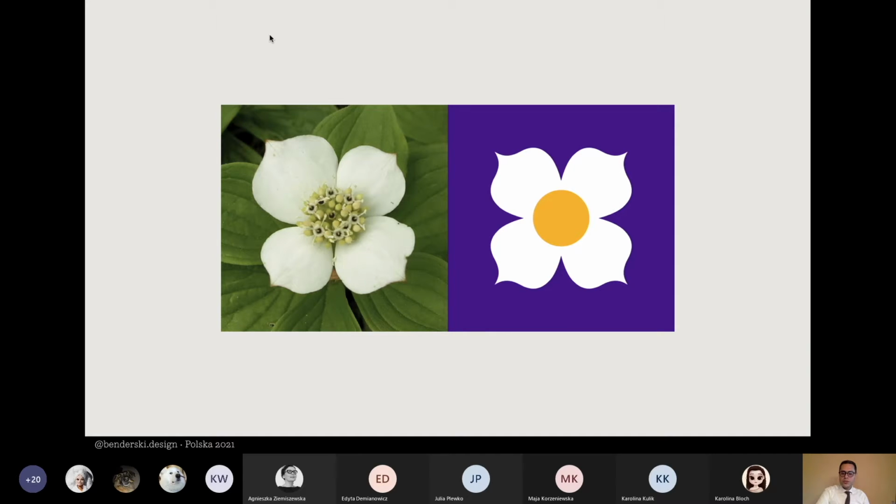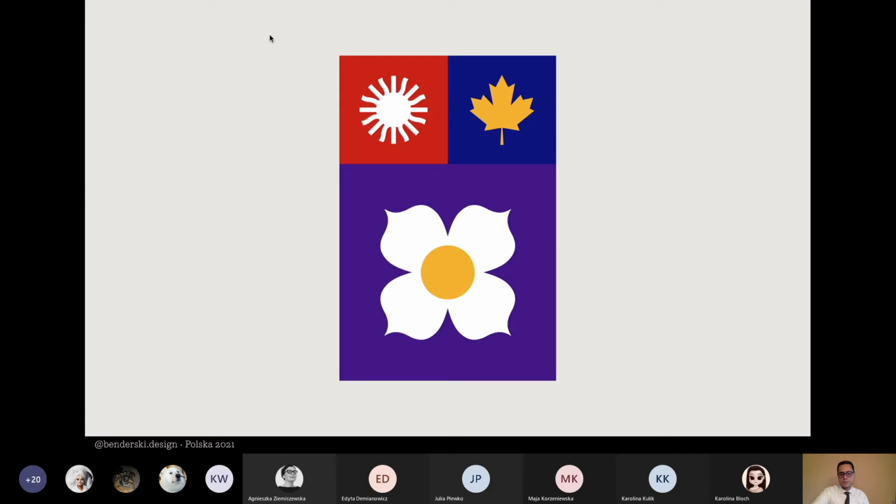And this is when I saw this flower, the national flower of Canada, and I noticed that it's yellow and white, and I said, okay, I got it. That's it. This is what I was looking for. And when you have a solid concept, you're going to feel that the logo is made by itself.